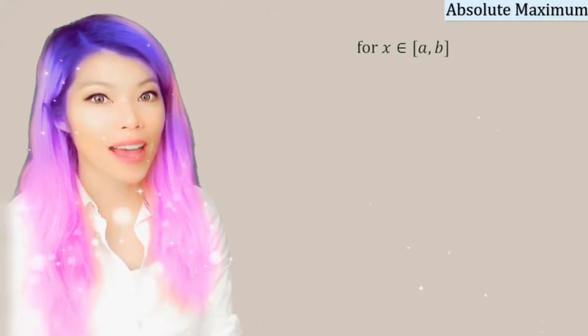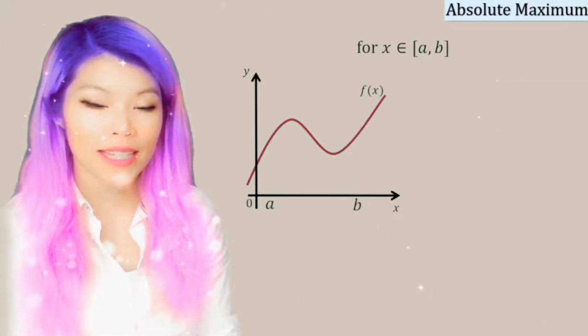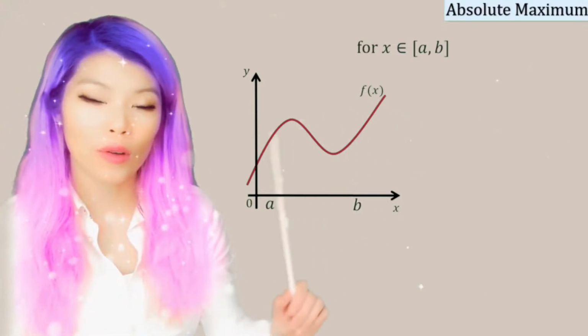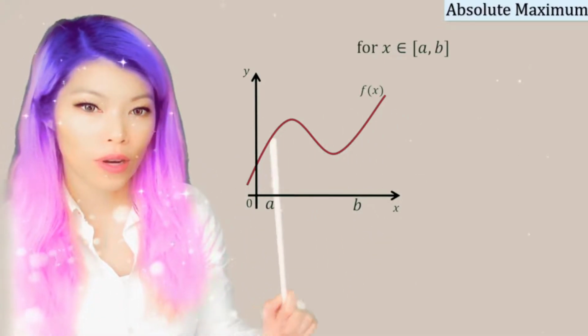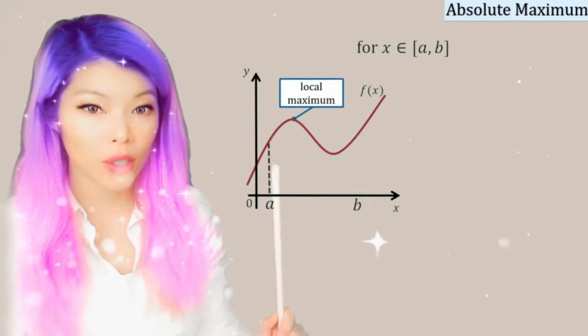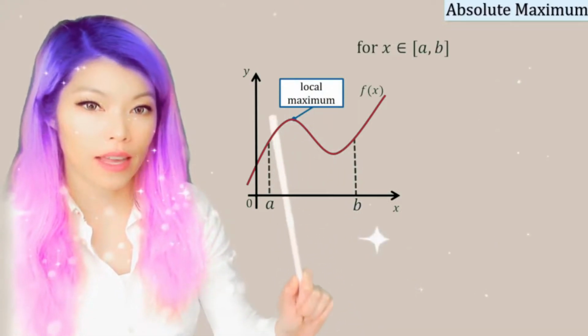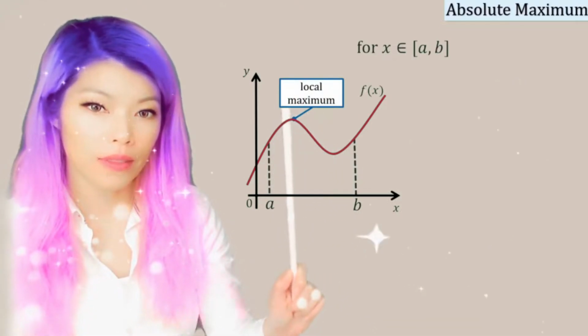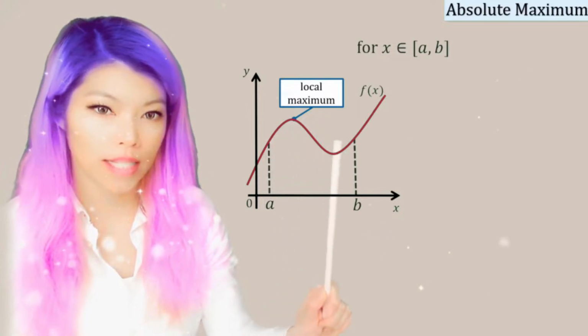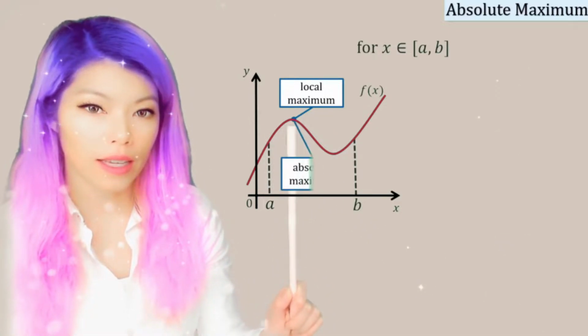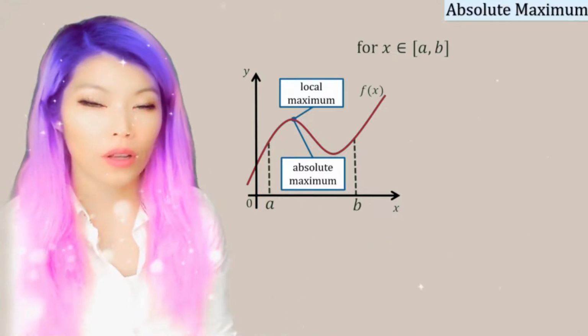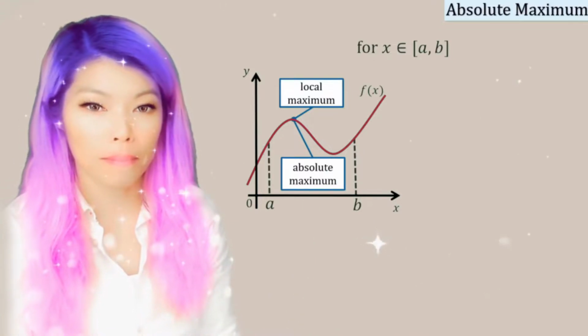So what is absolute maximum? Let's say we have this graph over here and we're looking between the interval A and B. In this interval, we notice that there is a local maximum up here and the highest value between A and B. So the highest Y value is also this point here. We call the highest Y value the absolute maximum.